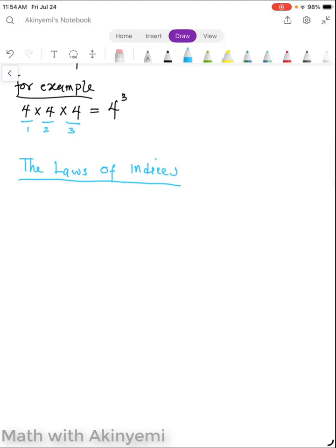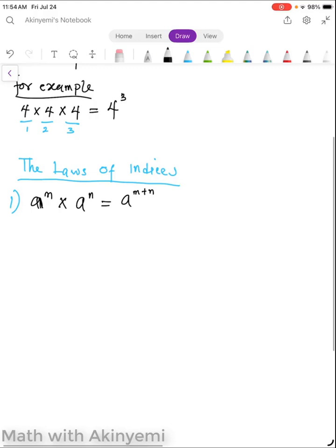So the first law is saying a raised to power m multiplied by a raised to power n is the same thing as a raised to power m plus n. So when we have multiplication, we use plus for the power. And note that the base must be the same for you to do this. This is called the base. This is the power.